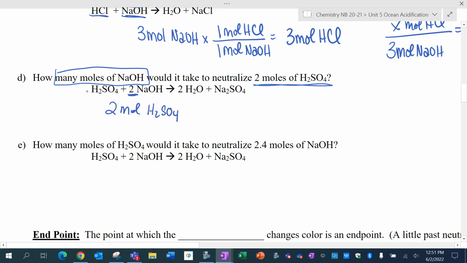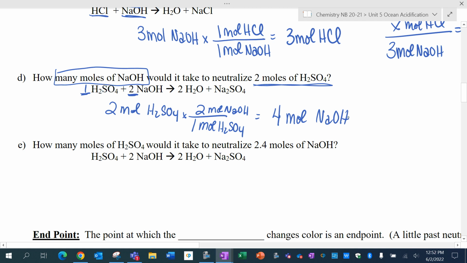And if I look at my mole ratio, it looks like for every 1 mole of H2SO4, remember if there's no coefficient, we assume that there's a 1 there. So for every 1 H2SO4, I need 2 NaOH. They react in a 1-to-2 ratio. So I need 4 moles of NaOH to react with my 2 moles of H2SO4.